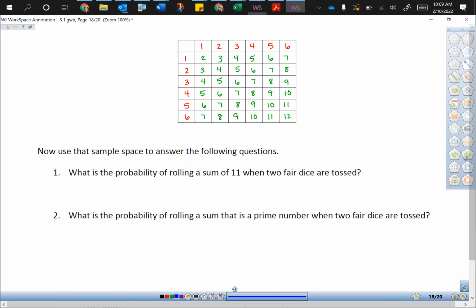Now the next thing we're going to talk about, it says, now use the sample space to answer the following questions. What is the probability of rolling a sum of 11 when 2 fair dice are tossed?